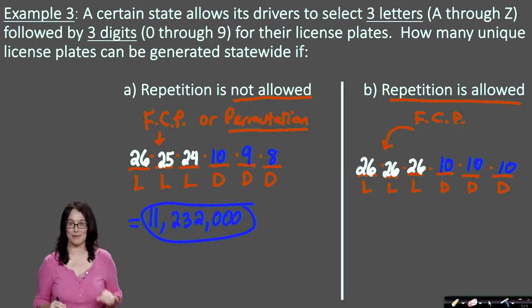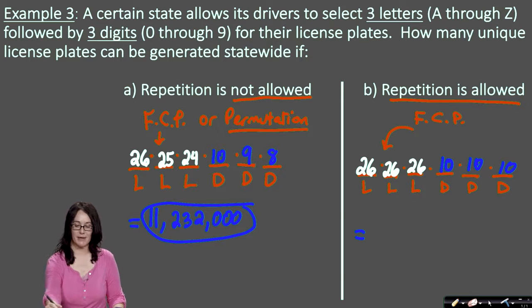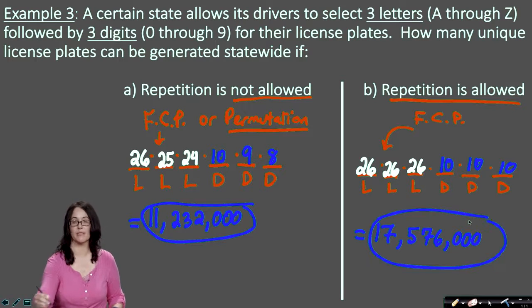But if we were allowed to repeat, we're expecting a bigger outcome. And sure enough, 26 times 26 times 26 times 10 times 10 times 10 should give you about 17,576,000. Okay, so that's a lot more license plates possible.